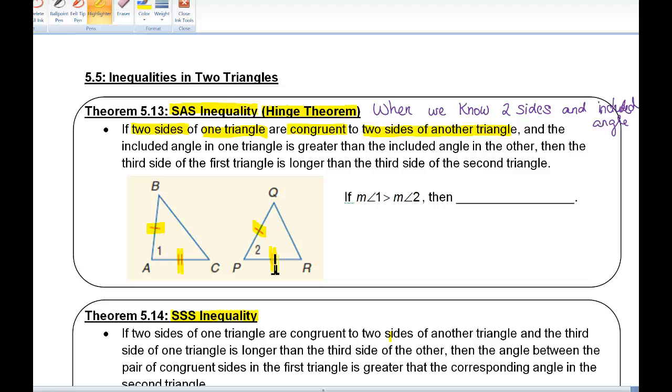So what does that tell us about the opposite side? That it's not congruent. Smaller. Okay, so then here's BC. If angle 1 is bigger than angle 2, that makes the side opposite angle 1, BC, larger than the side opposite angle 2. So QR is going to be smaller. So BC is greater than QR.